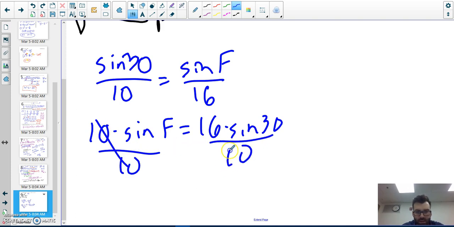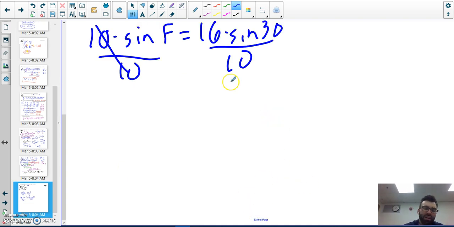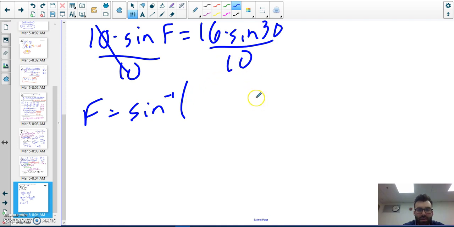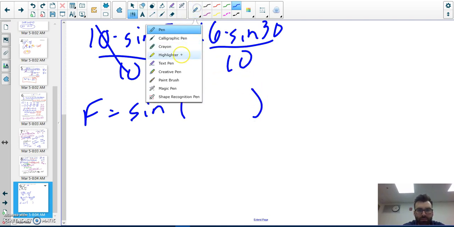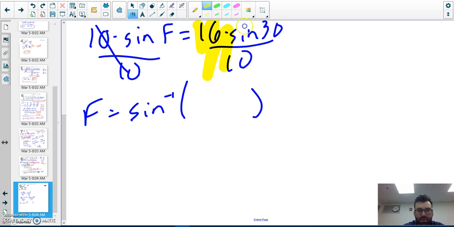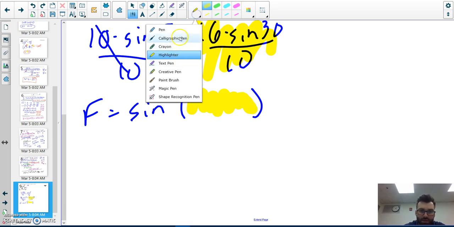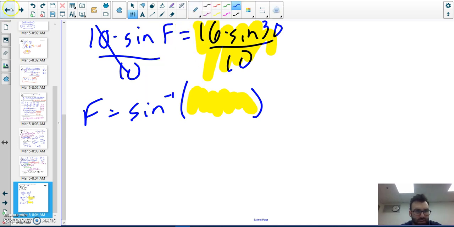Divide by 10. Let's see what I get here. Okay, and then, remember, to find F, I need to do the inverse trig operation, the sine inverse, of all of this stuff. I don't know what the actual number is. I forgot to write that down. I apologize. But it's going to be a decimal. I really don't know what it is off the top of my head. Let me pause it and figure it out for you.